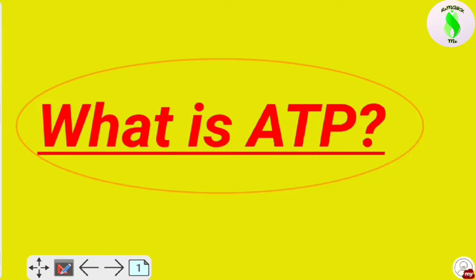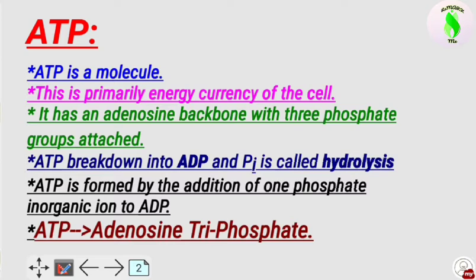Sometimes questions arise in your mind, like what exactly is ATP? What is the role of ATP? So to understand the topic, let's begin. ATP is nothing but a molecule. It is primarily the energy currency of the cell. As you all know, ATP is known as the energy currency of the cell. It has an adenosine backbone with 3 phosphate groups attached to each other. You will understand this line from the diagram of ATP that I'll explain in the upcoming slides.